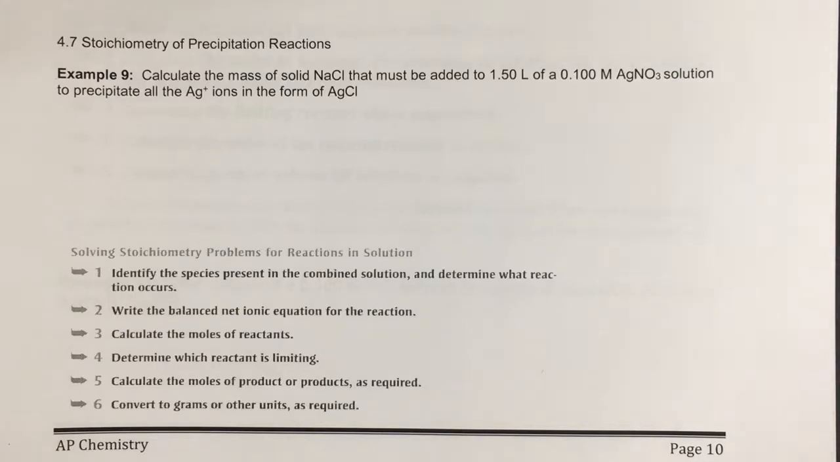Okay? So example 9 says we need to calculate the mass of solid NaCl that must be added to 1.50 liters of a 0.100 molar AgNO3 solution to precipitate all of the Ag+ ions in the form of AgCl. Now, anytime I'm doing stoichiometry, the very first thing I need to do is write a chemical reaction.